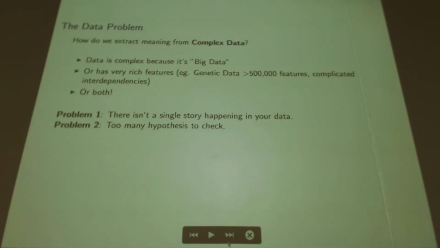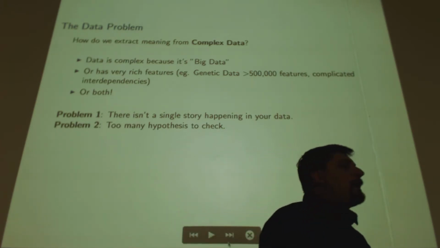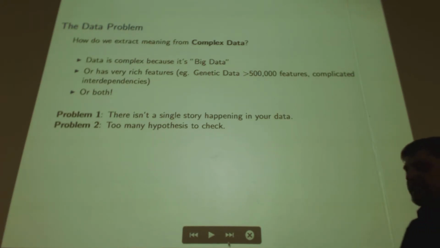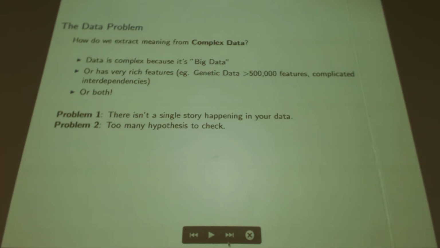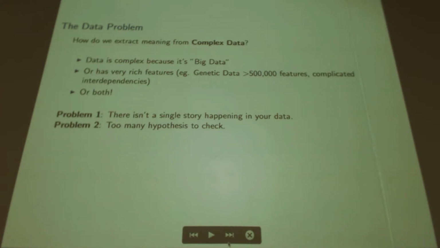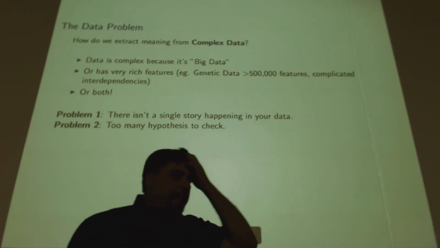Another problem with big data is that there are too many hypotheses to check. There are too many different things that can be going on, and you can't check them all in a systematic way. So what we need is a way to generate hypotheses from our data so that we know what the right questions to ask are. Or another way of thinking about that is that what we want are answers, and then we'll figure out the questions later.